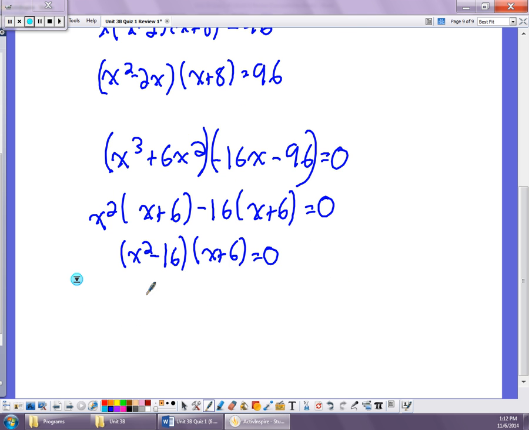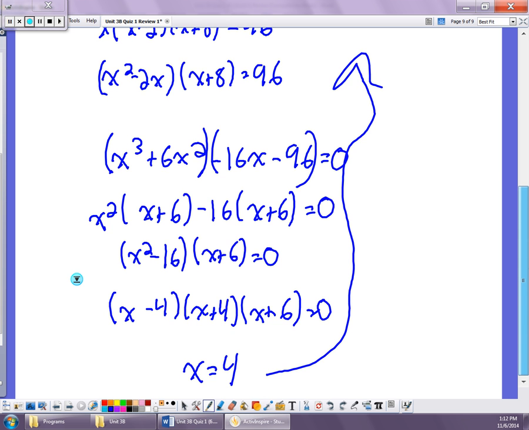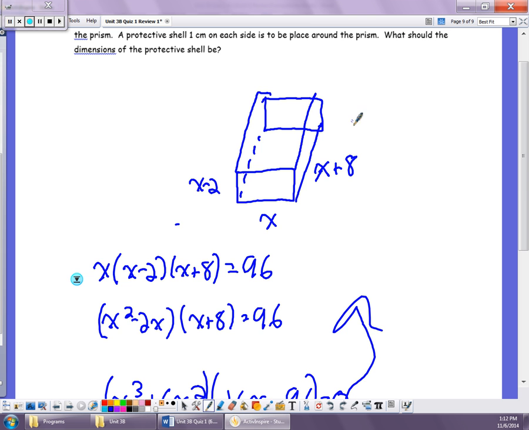Now x squared minus 16 is a perfect square, or I'm sorry, a difference of squares, so that can become x minus 4, x plus 4, x plus 6. I'm going to set each of those equal to 0. The only one that makes sense is x equals 4 because the others are negative. But I'm not done. I have to take that and plug it back in up top. So my x then is 4. So that's my width. My length is 4 minus 2, so that's 2. So I have 2 by 4 by my height, which is 4 plus 8. So 2 by 4 by 12 is the answer to the first question.